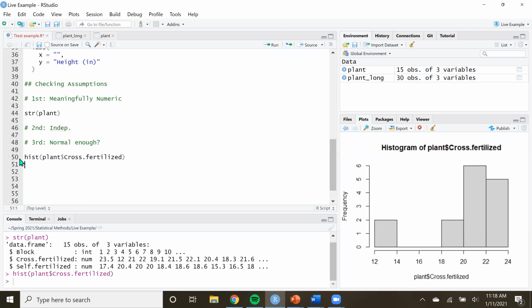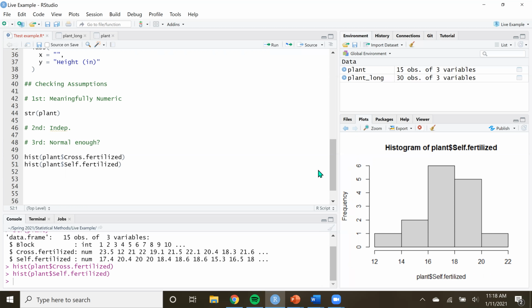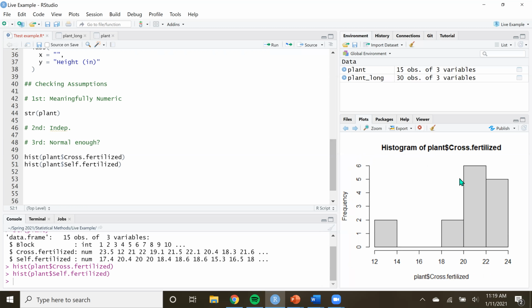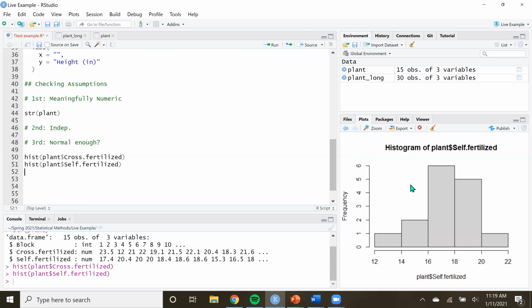I can do a histogram like that for the cross-fertilized type, and I can do one for the self-fertilized. And now we can already see here that there is quite a different distribution between these two groups. Okay, the cross-fertilized tends, it looks like, to have some higher values for height more consistently, right? So we've got kind of a left skewed distribution here, whereas the self-fertilized is a little bit more consistent as far as what values are there.